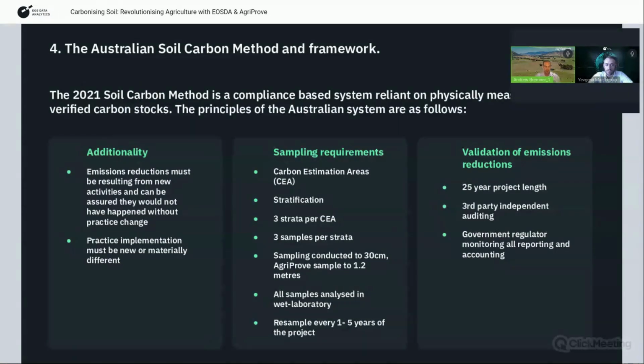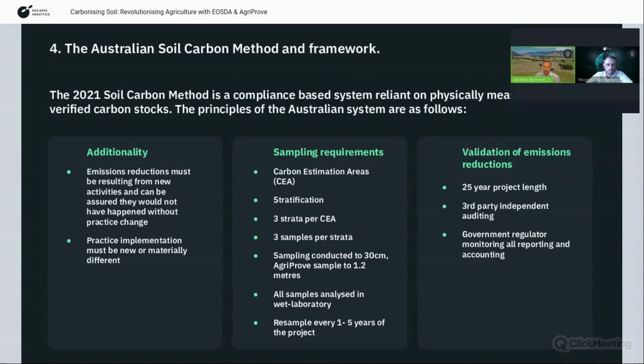As I mentioned, the method is primarily a measurement-based method, and the first soil carbon method was released in 2014, which is 10 years ago now, and since then it's been revised in 2018 and 2021. It is a measurement-based model, but it does have provision for some measure model approaches as well. And that's important as we talk more about the SOC model and how that fits in.